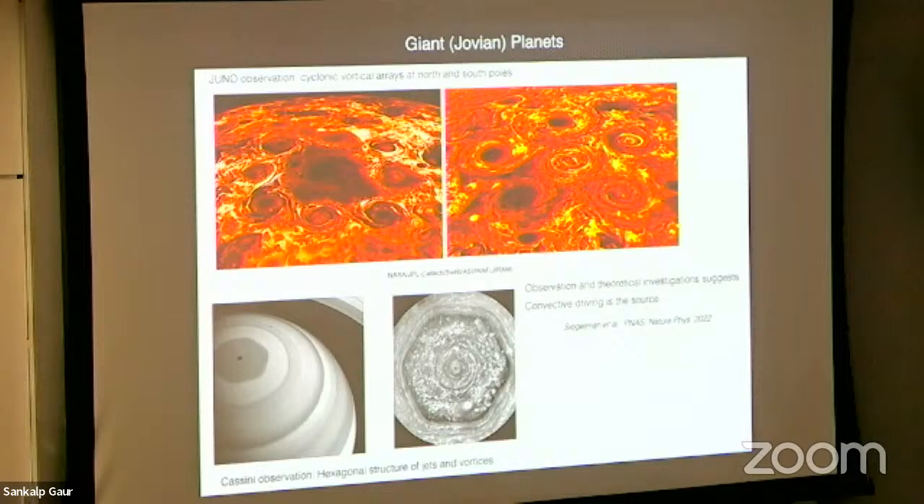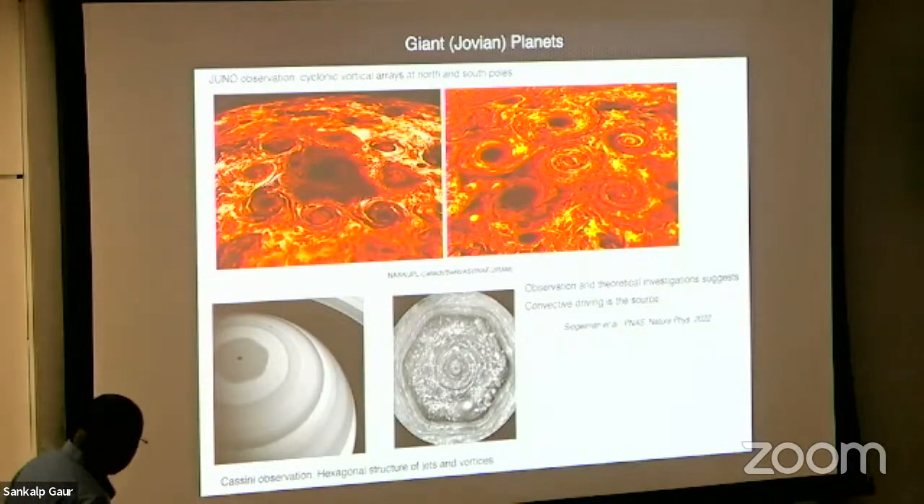More recently, as was exciting from the observations of Juno as well, when you look at the poles of these giant planets, you see some very striking features. Here at the north and south poles of Jupiter, Juno observed these cyclonic gyres. You've got 8 on the top surrounding a core, and 5 at the bottom, at the south pole. These are obviously very persistent, and they're believed to be driven by convection or moist convection. There are recent articles showing that the underlying driving of these vortical flows can be motivated by convective processes.